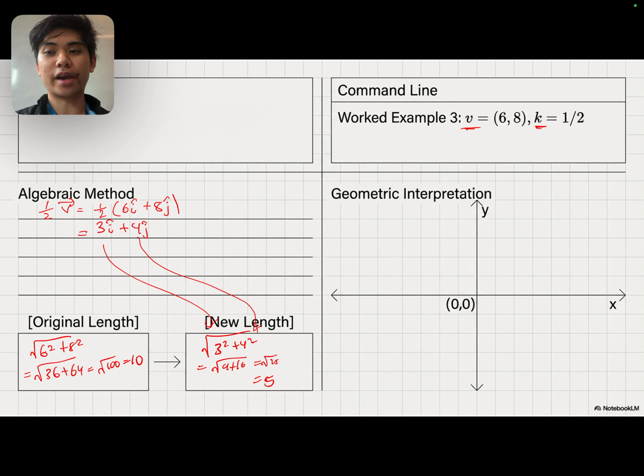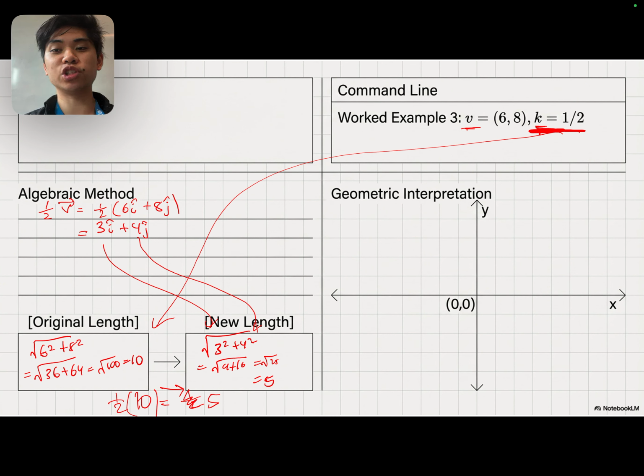Now notice, again, it's that scalar quantity which is affecting our length, or the magnitude. Okay, so half of 10 is equal to 5, and that's how we get our new length, okay? Because we are multiplying our original vector, with the original length of 10, by a scalar quantity that is half, and that's why we are going to get our new length, which is going to be half of the original vector.